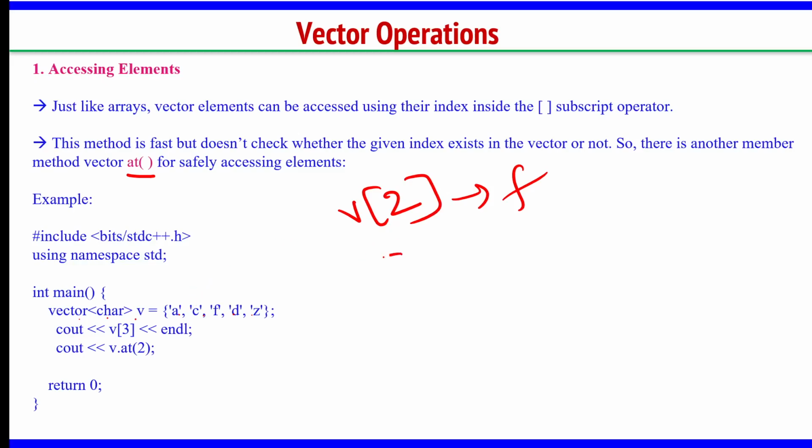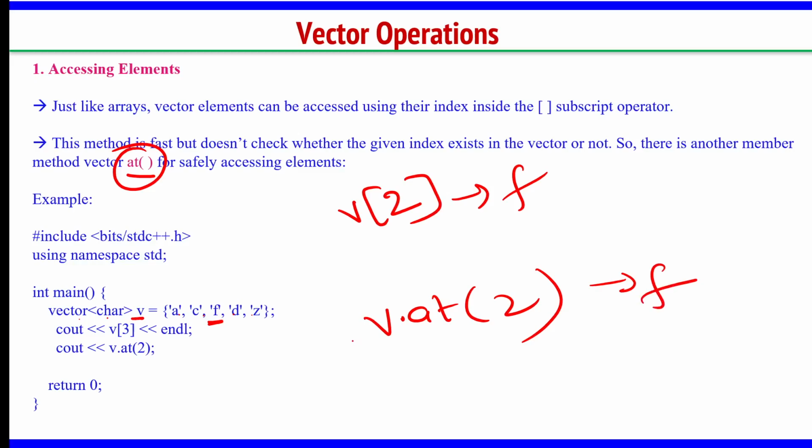You can directly use this subscript, the vector name, variable name, and you can give the indexing, it will give the value. Or you can use the at function. So v dot at of 2. So in vector v, what is the value at index 2? That is f. This is the same as for arrays. Whatever we use for arrays, the same is used for vectors as well, like this, v dot at of 2. So this is how we access the elements.